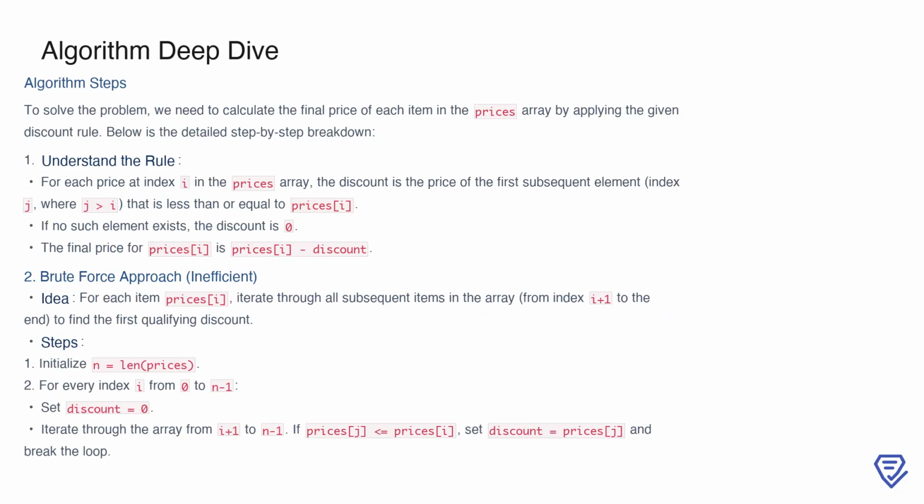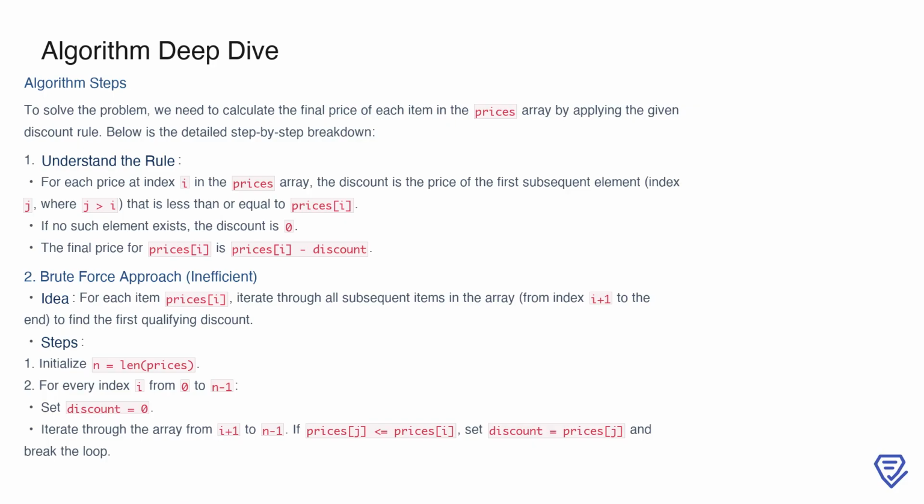To solve this problem, we need to compute the final prices of items in the prices array by applying a specific discount rule. The rule states that for each price at index i, the discount is determined by the first subsequent price, at some index j where j is greater than i, that is less than or equal to prices[i]. If no such price exists, the discount is simply 0. The final price is then calculated as prices[i] minus the discount.